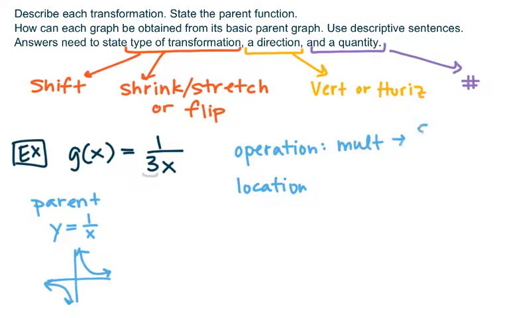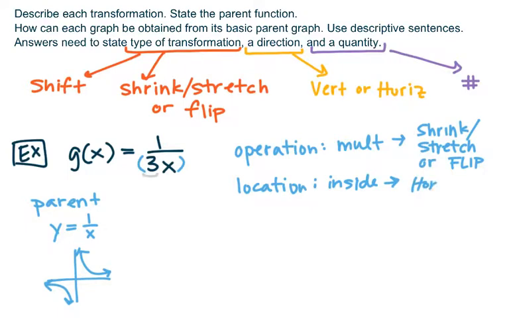And multiplication lets me know I'm going to have a shrink or a stretch or a flip. Now, the location, where is that 3 located? Is it outside or is it multiplied inside the denominator with x? And this is actually an inside situation, which lets us know this is going to be some sort of horizontal shrink or stretch or flip.